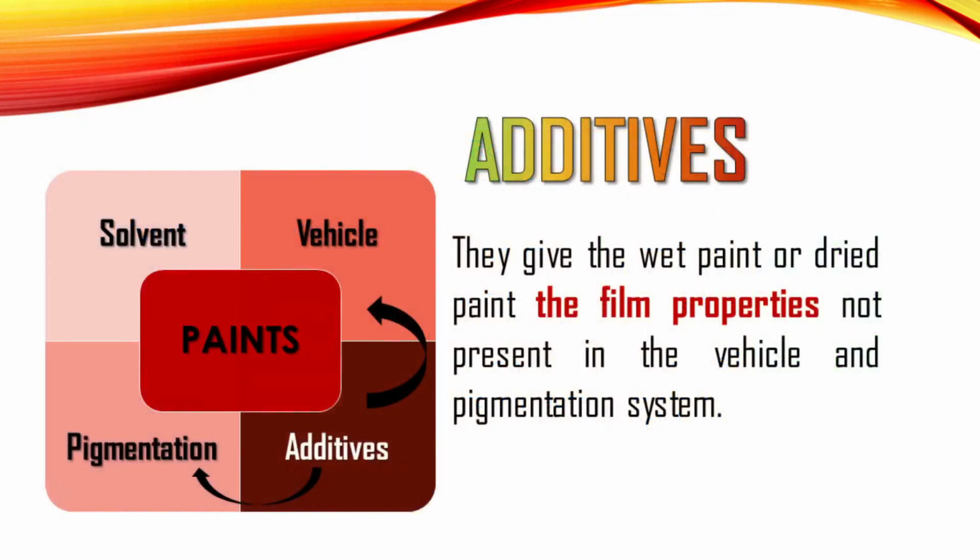The second ingredient of paint is the additive. It is formulated into the paint to modify the properties of either the vehicle or the pigmentation or both. They give the wet paint or dried paint film properties that are not present in the vehicle and pigmentation system. Additives improve certain properties of vehicles, such as speeding drying, pigment resistance to fading, or the entire paint, such as the ease of application.